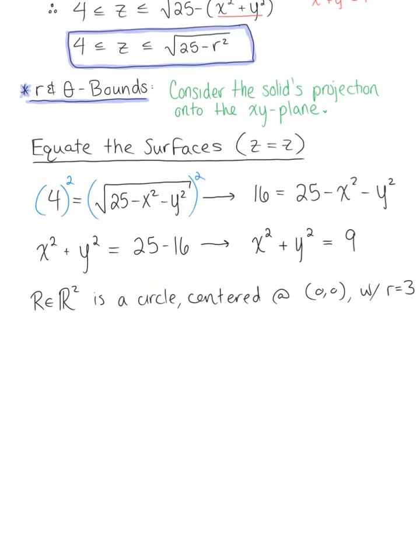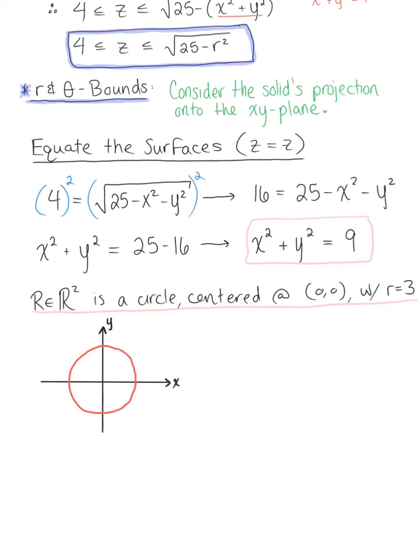So let's think about this graphically. In the xy plane, the projection of the solid is a complete circle that has a radius of 3. Looking at this region in the xy plane, we can see the r and theta bounds. The very smallest radius that the circle could have is a single point at the origin where the radius is 0, and the largest radius that this circle can have is 3.